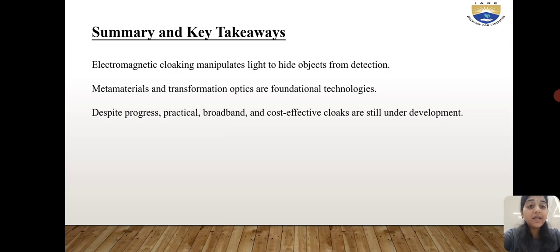Coming to the summary and key takeaways, electromagnetic cloaking manipulates light to hide objects from detection. Materials, metamaterials, and transformation optics are foundational technologies. Despite progress, practical, broadband, and cost effective cloaks are still under development.